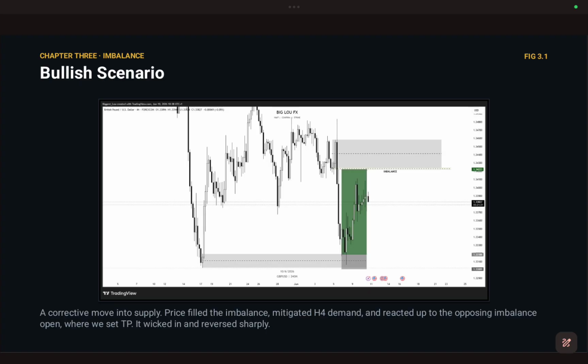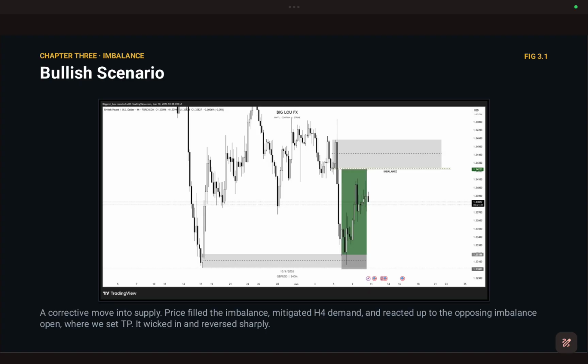A corrective move into supply. This was a corrective move into supply. Price filled the imbalance, mitigated H4 demand. I marked this on the 4 hour, so you could see that it's a very serious time. Mitigated the H4 demand and reacted up to the opposing imbalance open where we set our TP. It wicked in and reversed sharply.